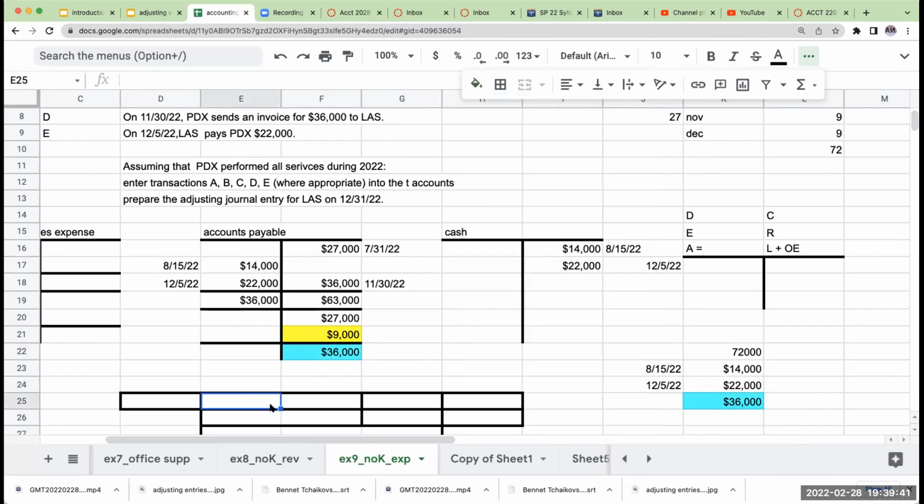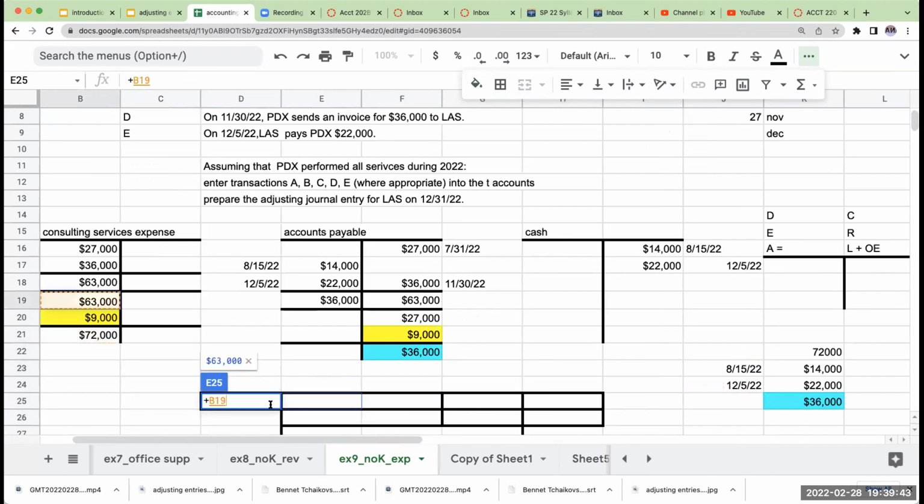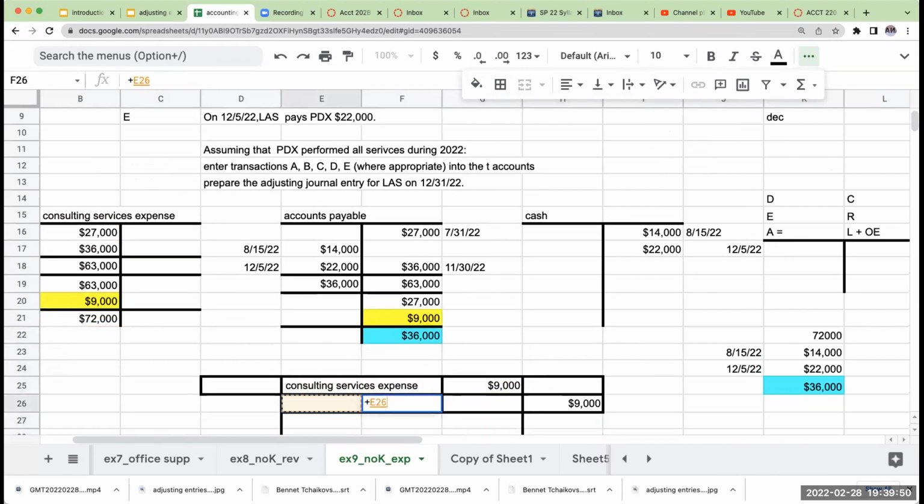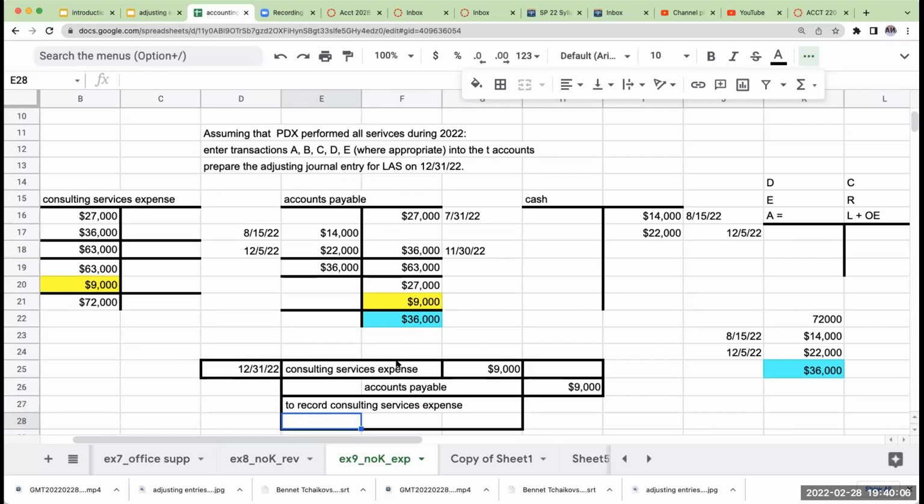So over here, the adjusting journal entry is going to be a debit to consulting services expense for 9,000, crediting accounts payable over here for 9,000. Our adjusting journal entry is always made on 12/31/22, and this is going to be to adjust or to record consulting services expense. So again, our liabilities reflect our future obligations. Our expenses reflect what we've used during the accounting period.